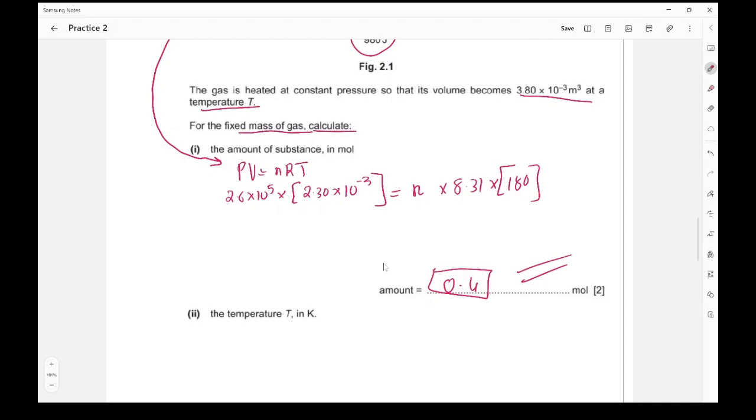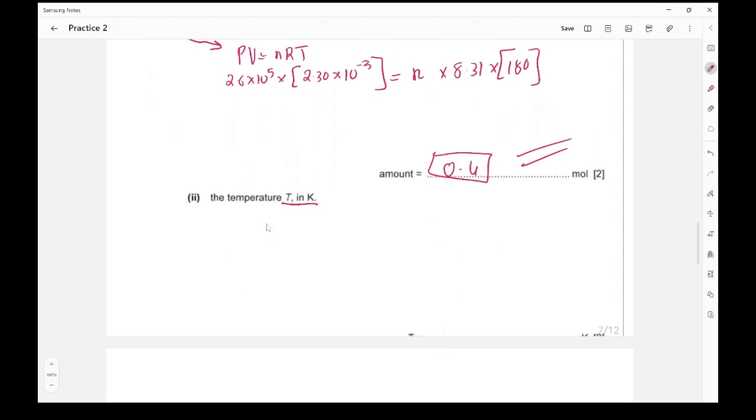Okay. For this part, the temperature T in Kelvin. So we need to find the unknown temperature T. The number of moles remain unchanged. So we can simply write this down. We can write an equation over here. PV is equal to nRT. And that is simply going to be PV over R T is equal to 0.4. Well, I'm just going to be using the calculator values over here. So that does it. So we can easily find T over here.